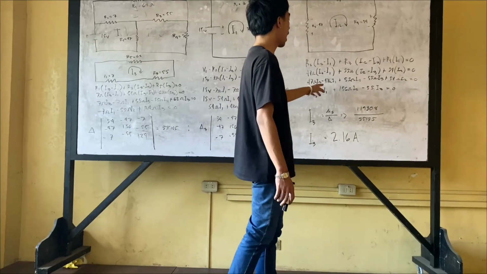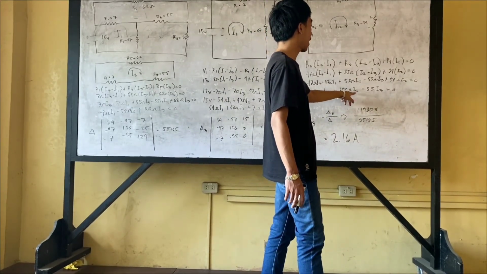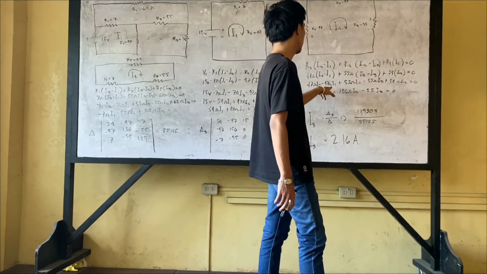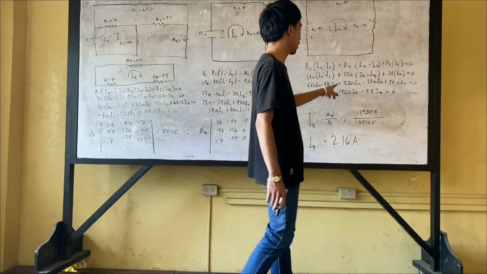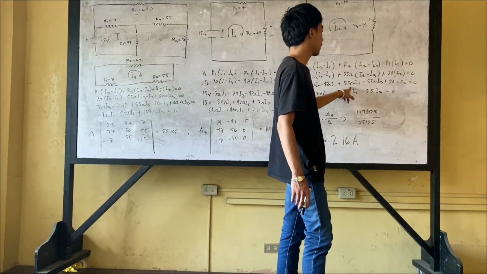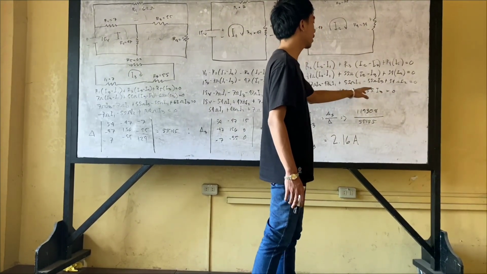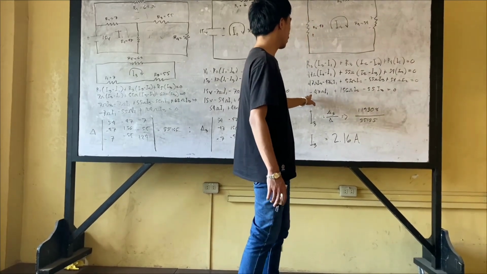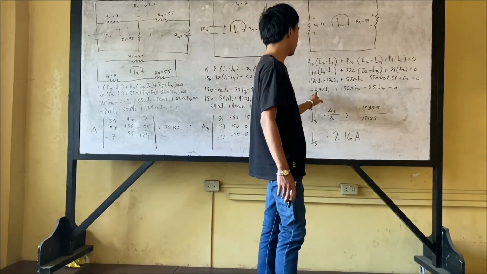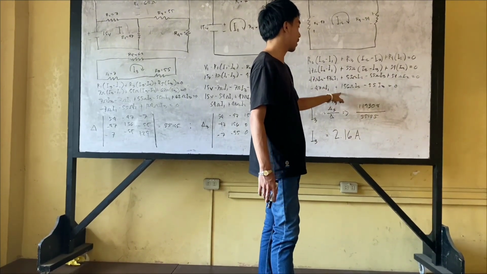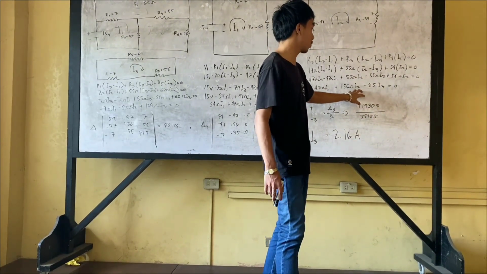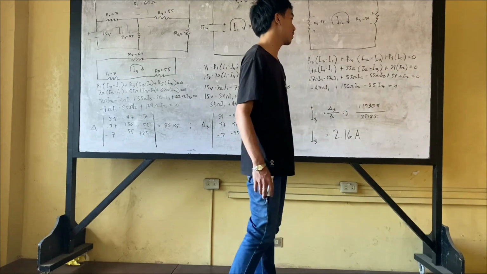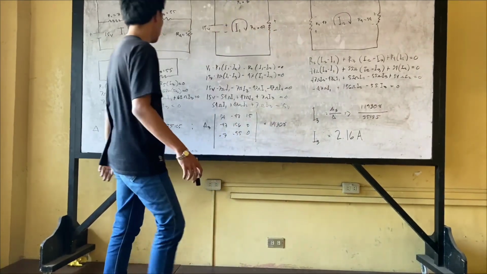Then next we will add our I sub 2. Our I sub 2 is 47 ohms and 55 ohms and 54 ohms. So we will have 156 ohms of I2. So it will be negative 47 ohms of I1 plus 156 ohms of I2 plus 55 ohms of I3 is equal to 0.